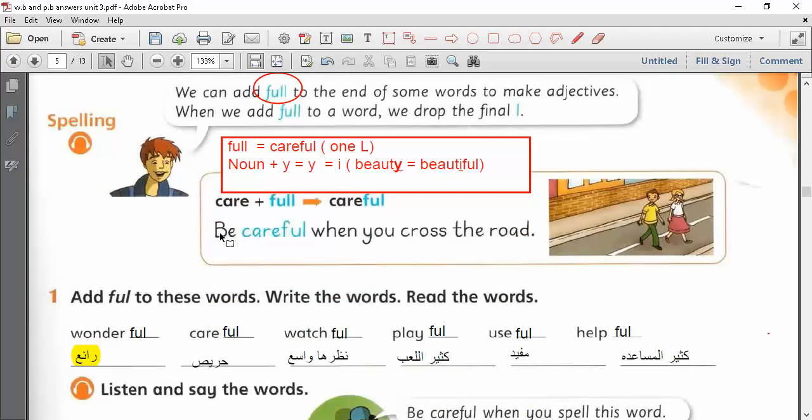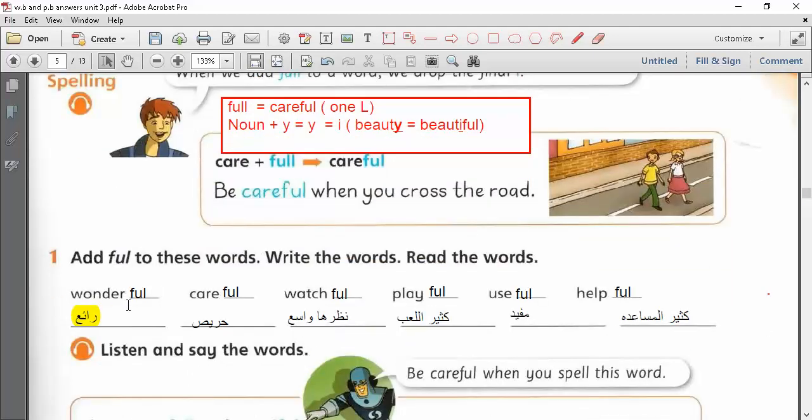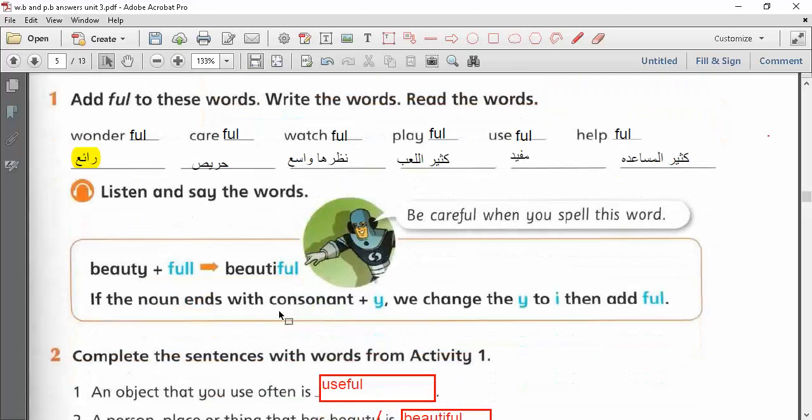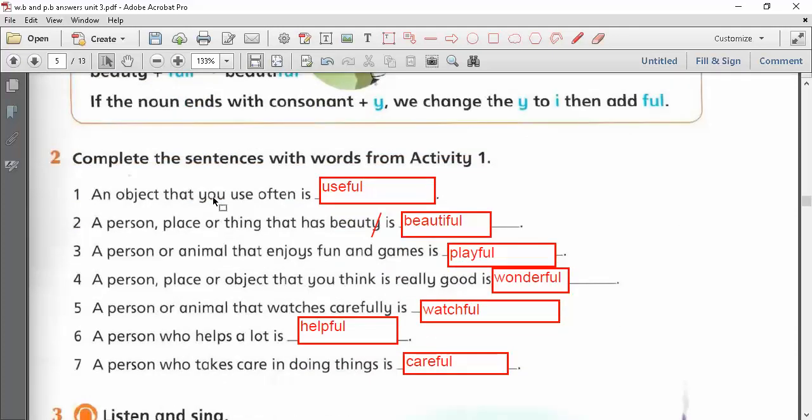Adding ful to the ending of some words to make adjectives. Wonder, wonderful. Care, careful. Watch, watchful. Help, helpful. Play, playful. Use, useful. An object that you use often is useful. A person, place, or thing that has beauty is beautiful. Look here. Beauty ends with Y. We change it to I, then add FUL.